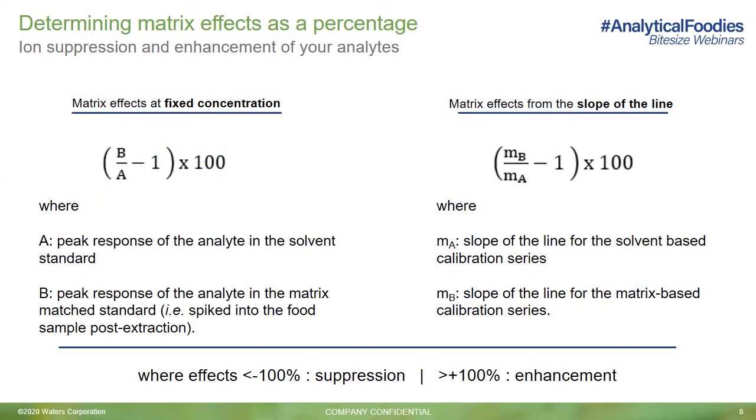Of course, another common way of reporting matrix effects, rather than as a factor, is as a percentage. Reporting matrix effects as a percentage provides an absolute value, allowing for easier translation of the amount of suppression or enhancement. On screen, we see two options to quantify percentage effects.